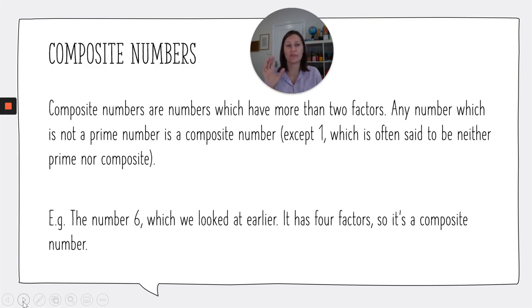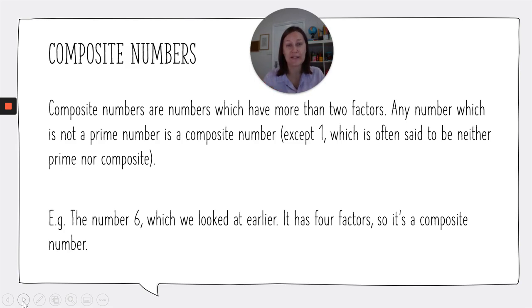If it only has two factors, one and itself, it's prime. And if you can find other factors, if a number can be divided into equal groups of 2 or 3 or 4 or 5 and so on, then that number is composite. The number 6 that we looked at earlier, remember that I could break that 6 up into groups of 1, one group of 6, 2 groups of 3 or 3 groups of 2.